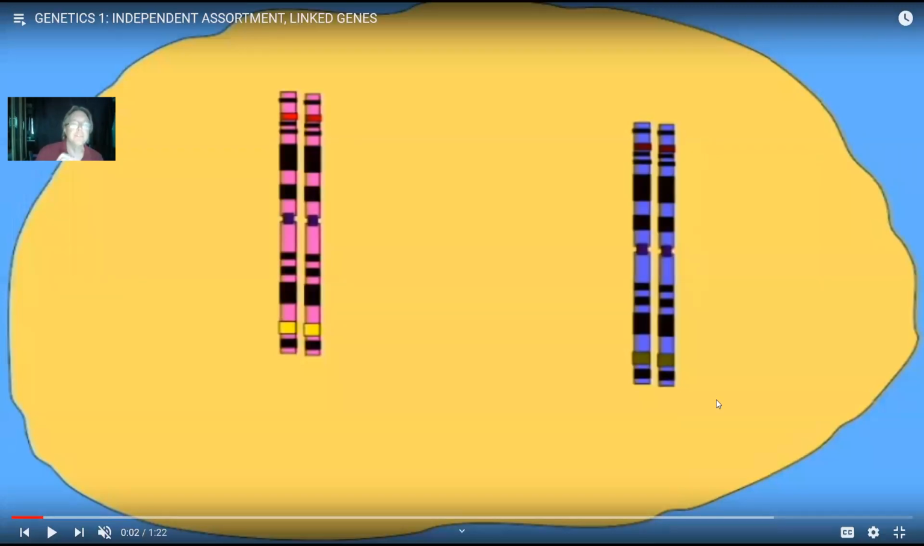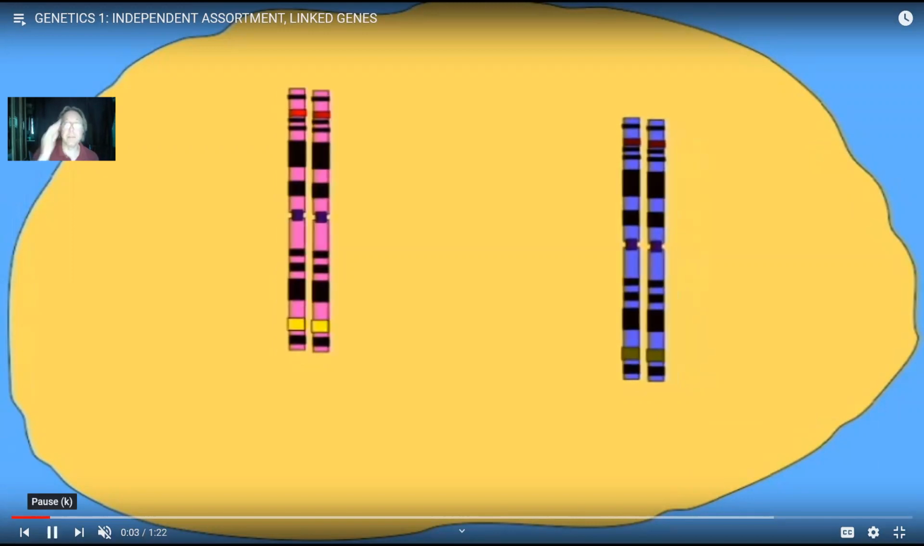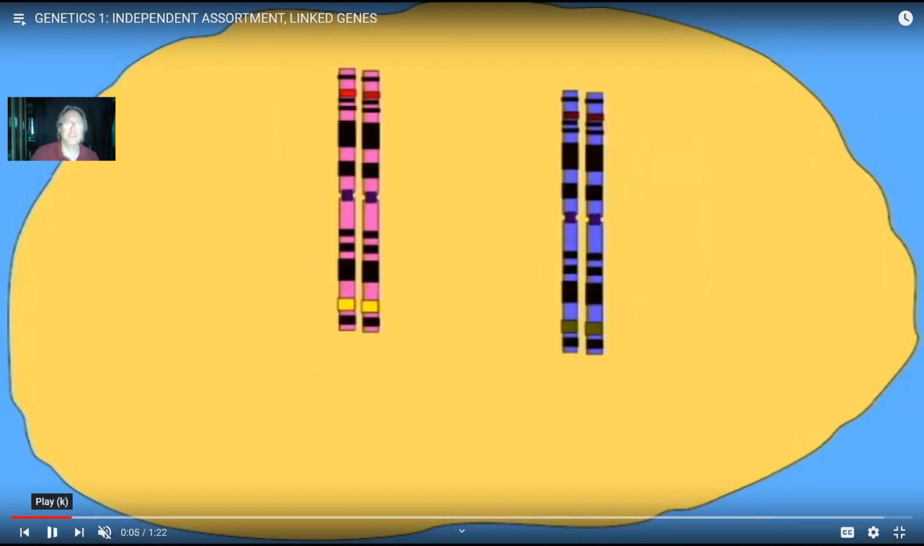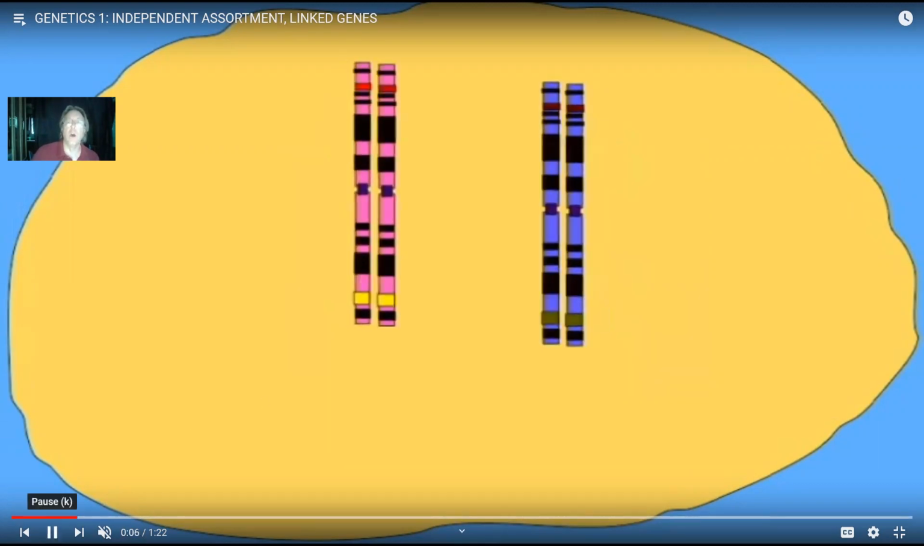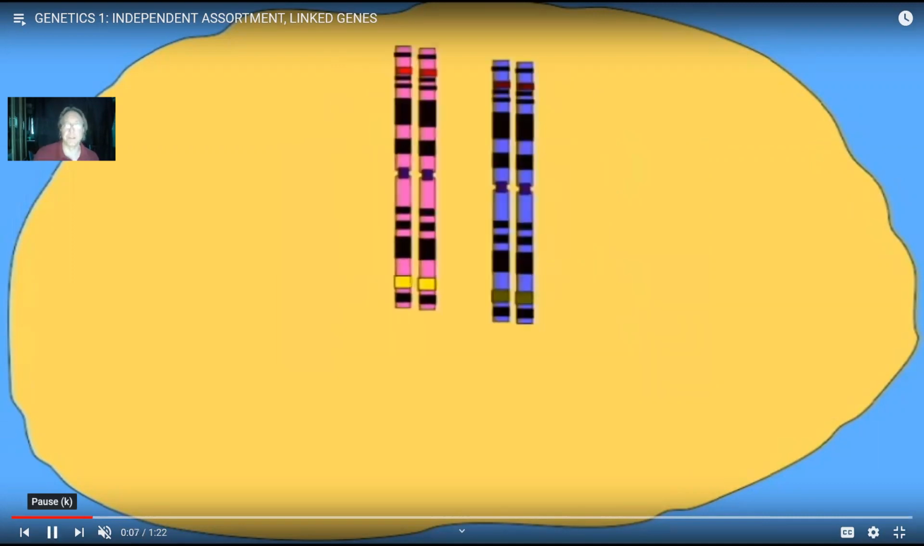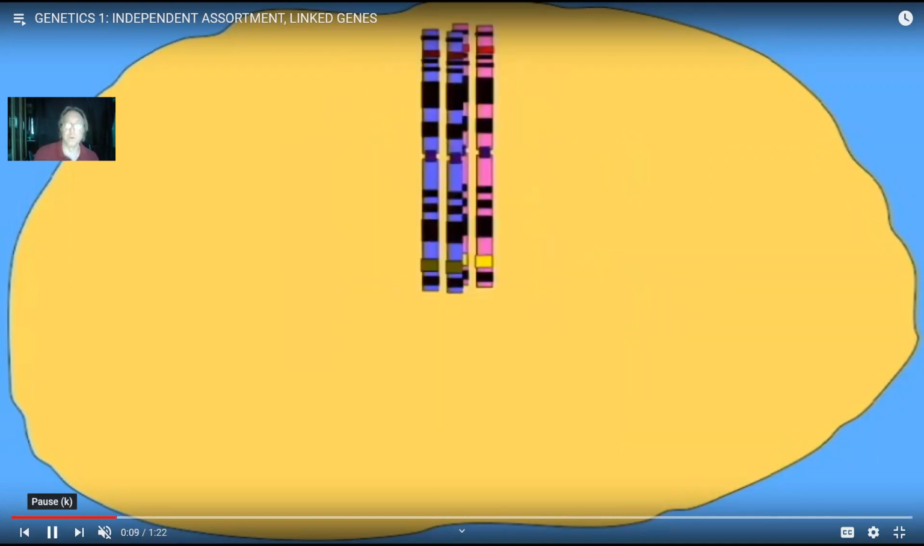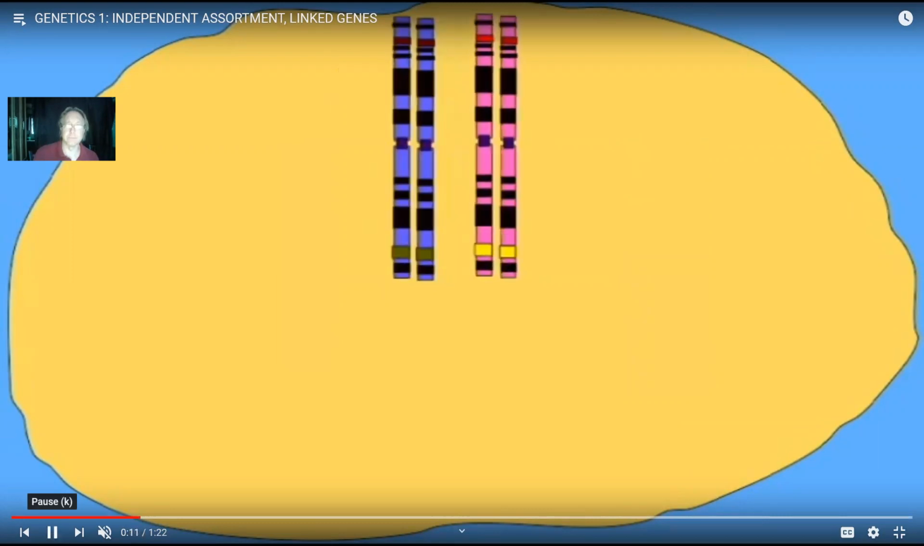But if you don't get a 9 to 3 to 3 to 1 ratio, all right, that's not a problem. It means you've learned something. You say, the genes are linked. So here, will the bright red and the bright yellow alleles assort independently? Will the dark red and the dark yellow alleles assort independently? No. Why? Because they're stuck to each other. They're on the same chromosome. They're linked.